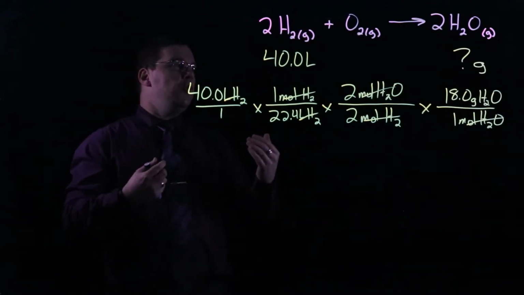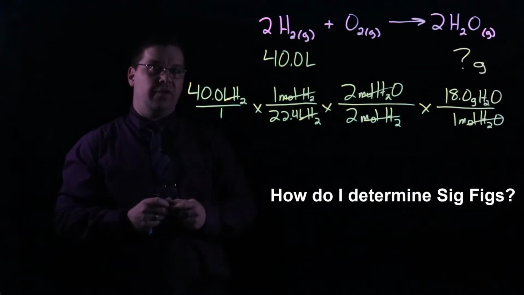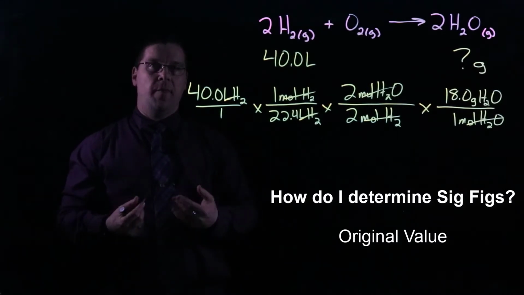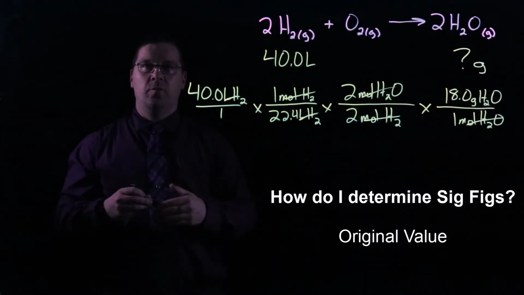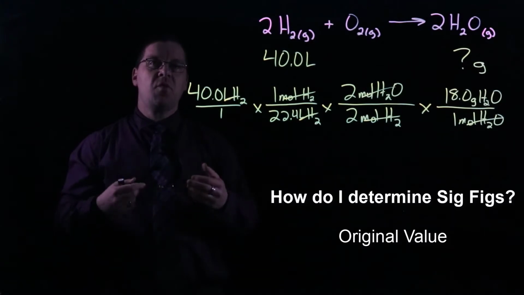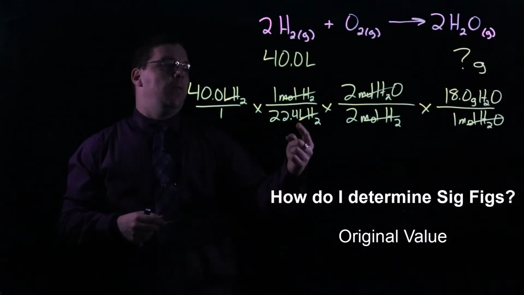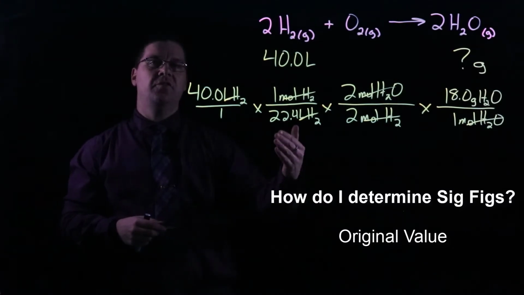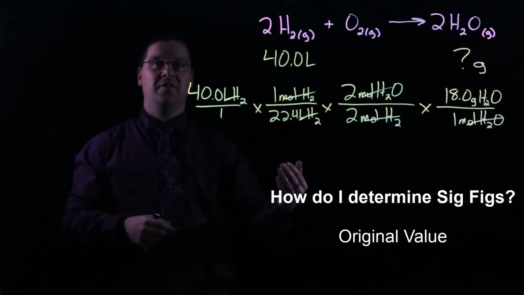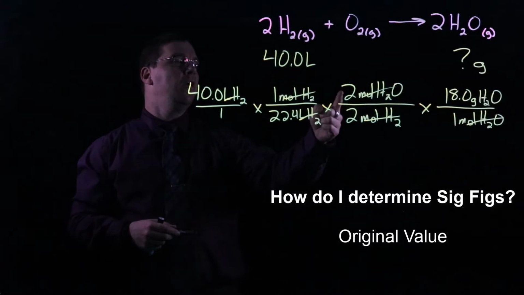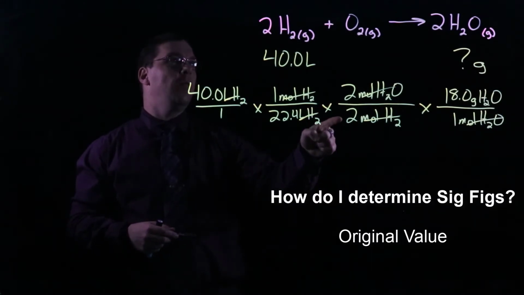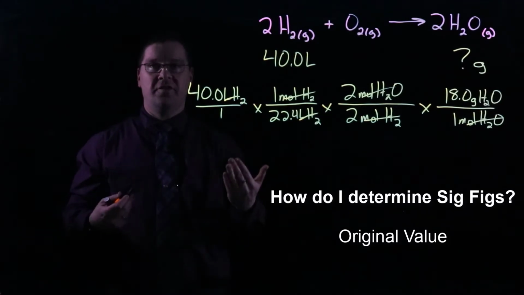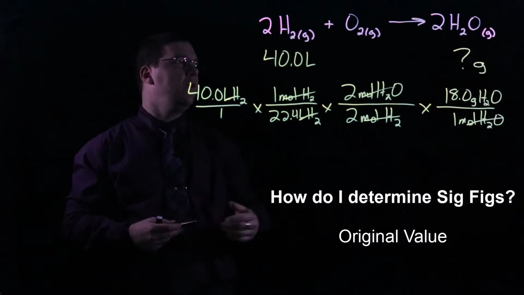Now, when you do the math in terms of sig figs, the initial value we always consider. That's considered a measurement, and it has some level of uncertainty built into it. All the other values, though, like 22.4 liters for every 1 mole, are considered exact values. We don't use them for sig figs. The mole ratio, those numbers come from the whole number coefficients in the balanced equation, so they're considered exact. We don't consider them.